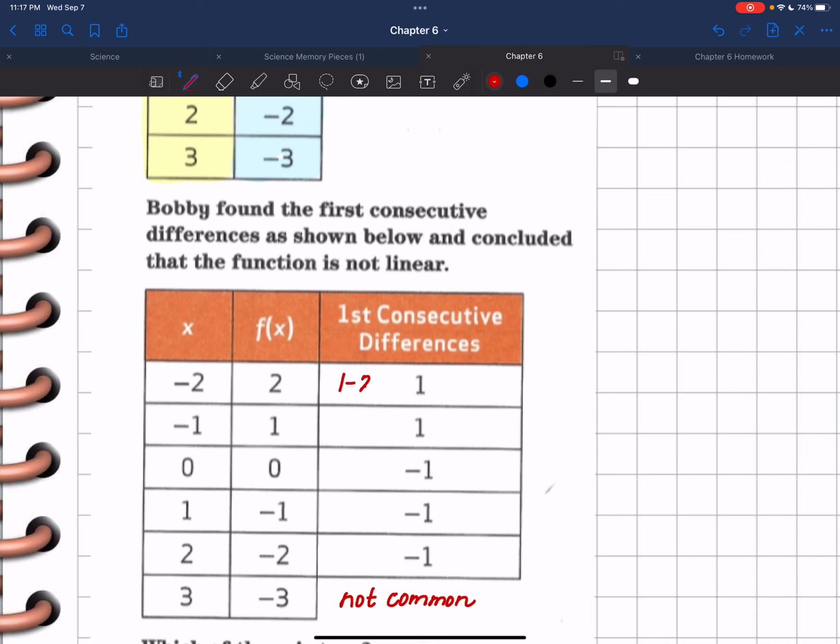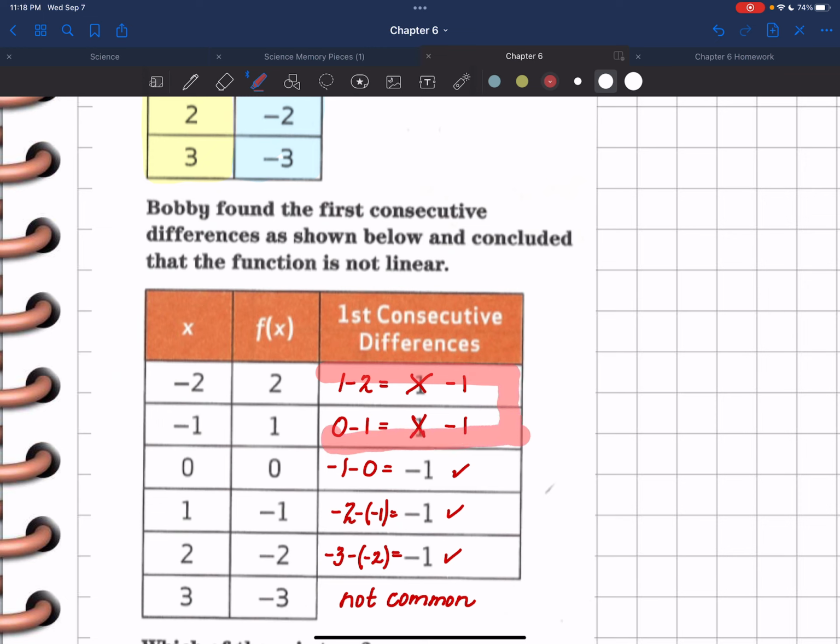So 1 minus 2 is not positive 1. That should be a negative 1. 0 minus 1 is not positive 1. That's a negative 1. Negative 1 minus 0 is negative 1. Negative 2 minus negative 1 is negative 1. And negative 3 minus negative 2 is negative 1. So I see mistakes in Bobby's work right here.